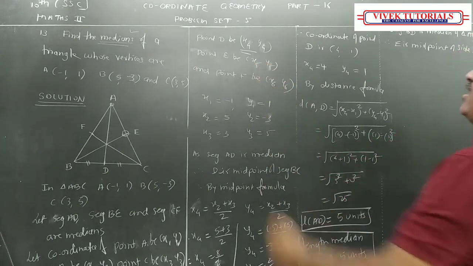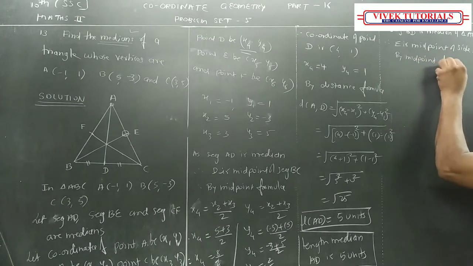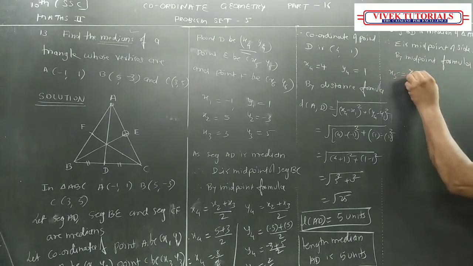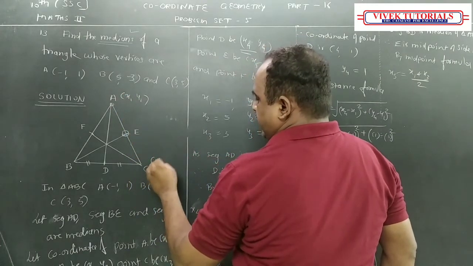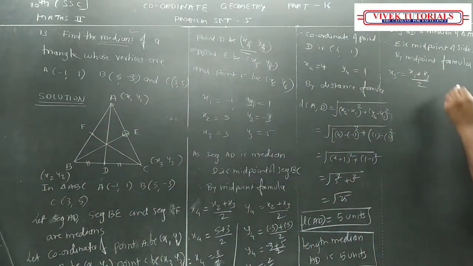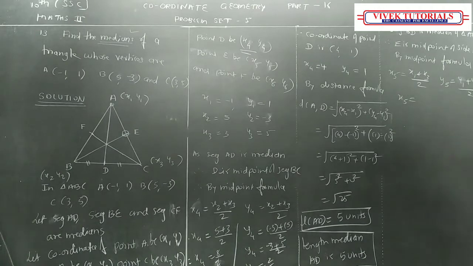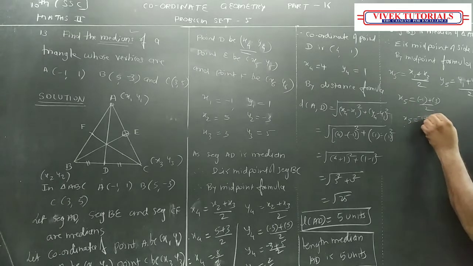E के लिए हमने लिया x5 और y5. So by midpoint formula, what I can say is x5 is equal to (x1 plus x3) upon 2. This is x1 y1, x3 y3, and x2 y2. So E is what? (x1 plus x3) upon 2. And y5 is equal to (y1 plus y3) upon 2. So x5 is equal to x1 is -1 plus x3 is 3 upon 2. x5 is actually (-1 plus 3) upon 2.